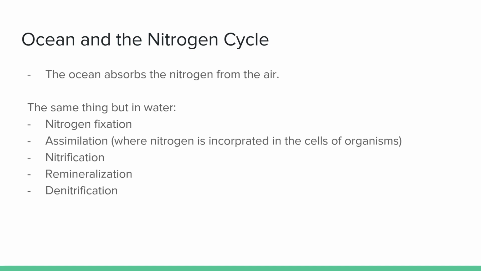The ocean and the nitrogen cycle. So the ocean is able to absorb the nitrogen from the air, and it goes through the same 5 stages stated previously, but in water. And transformations take place through microbes and other organisms, but it's practically the same thing, just in water.